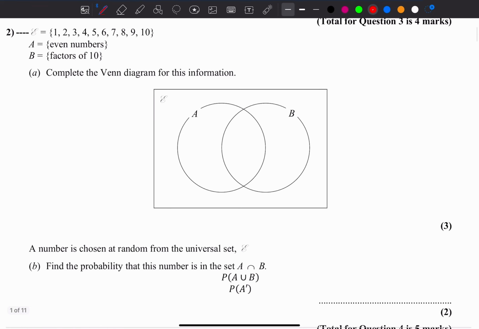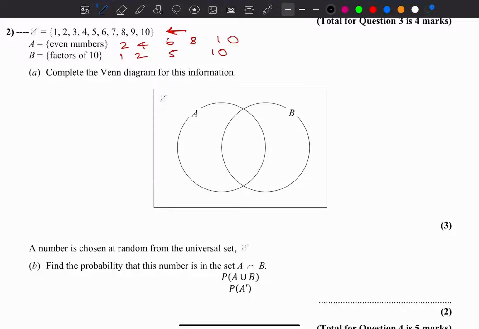Venn diagrams, even numbers. On the numbers given here, what are your even numbers? 2, 4, 6, 8, 10. What are the factors of 10 in the numbers given? 1 is a factor of 10, 2 is, 5 is, 10. That's it. What other common numbers do we have? 2 and 10 are common, so they're in the middle. So A only has 4, 6, 8. B only has 1 and 5.